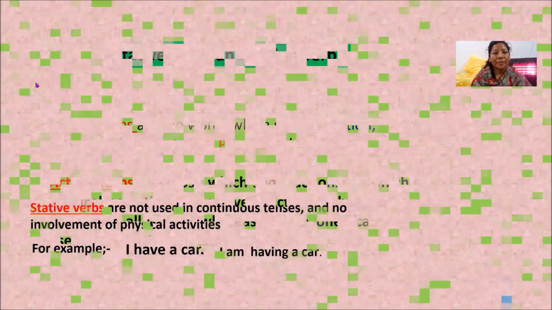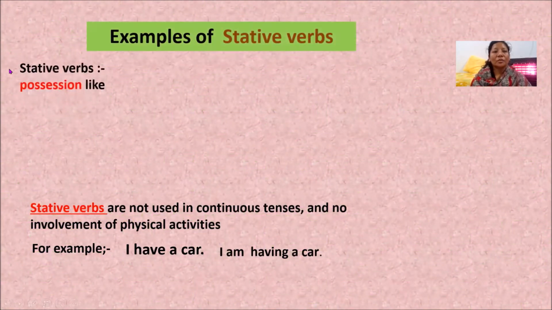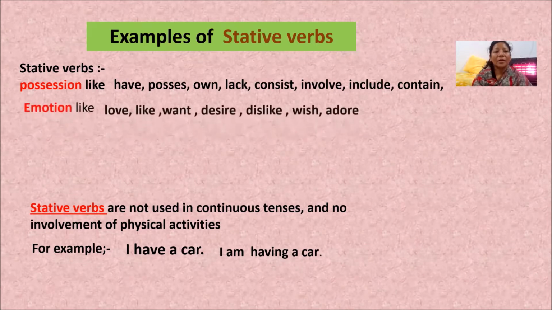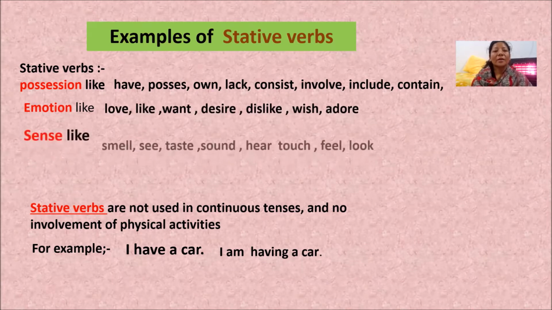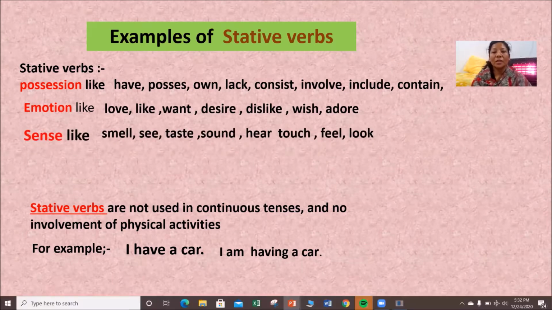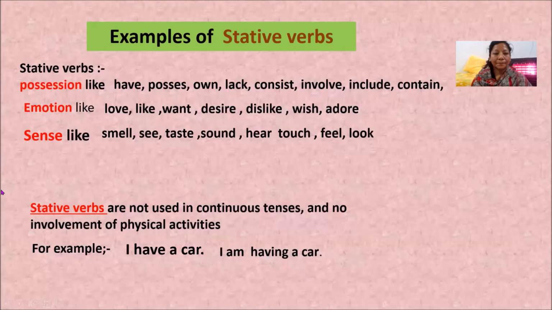For example, here, stative verbs. Those words which show position, like have, possess, consist, involve, include, contain, lack. Emotion, like love, like, want, desire, dislike, wish, adore. Sense, like smell, see, taste, sound, hear, touch, feel, look, and mental state.